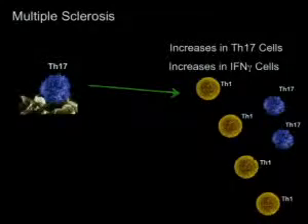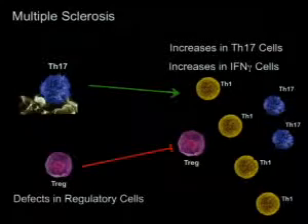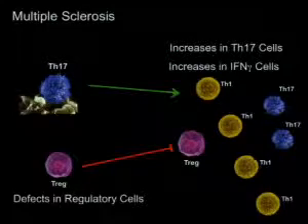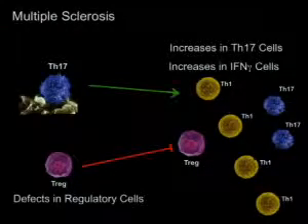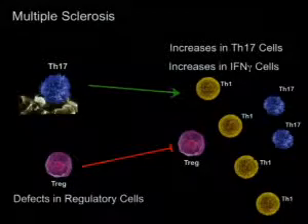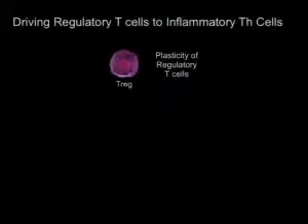So just to summarize years of work by many laboratories, there appears to be an increase in Th17 cells in patients with MS and an increase in gamma interferon secreting cells. There also appeared to be defects in regulatory T cells, and I'd like to present some new data suggesting a mechanism of action for the loss of regulatory T cell function in MS. I should say that there's very similar data by Jeff Bluestone in patients with type 1 diabetes. So first, some basic immunology on regulatory T cells.